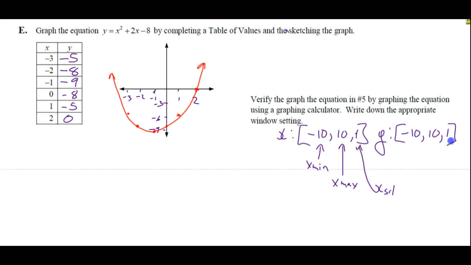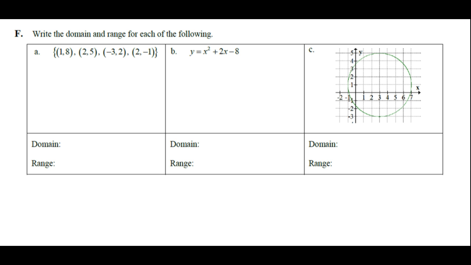Okay, questions about this? Graph calculator stuff, right? Write the domain and range for each of the following. What is domain? The set of all x's. The first coordinate, right? It's the independent variable. So the set of all, so I've got a 1, a 2, a -3, and a 2.